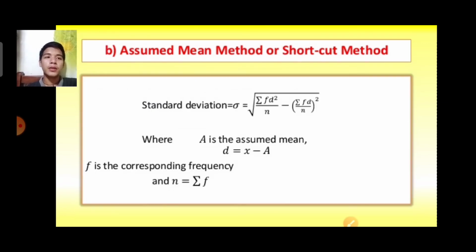Assumed mean method or shortcut method. Standard deviation is equal to the square root of the sum of f times d raised to 2 over n, minus the quantity sum of f times d over n, raised to 2, where a is the assumed mean and d is equal to x minus a, f is the corresponding frequency, and n is the summation of f.